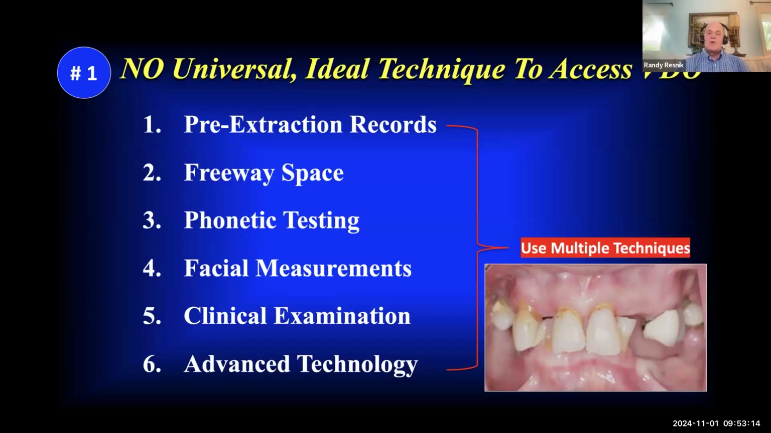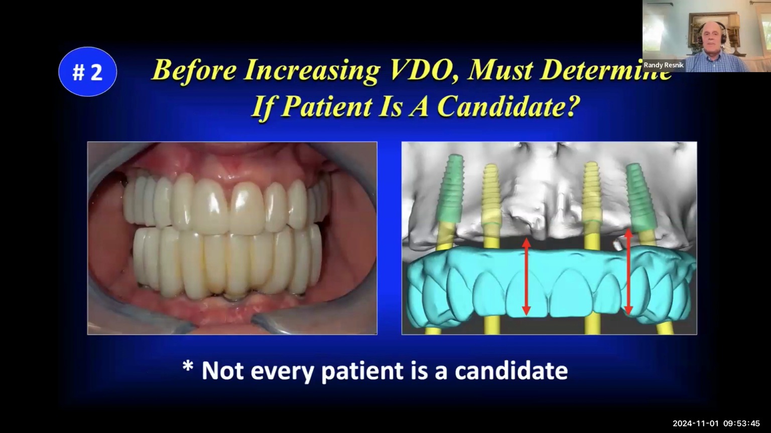And hopefully these are pearls that make sense, that will protect you, number one, and keep you from having an issue with a patient that could be catastrophic, especially in the legal field. Number one, no universal ideal technique to evaluate VDO. Ideally, pre-extraction records are the best, but we have to use all these other ones. So you want to use multiple techniques in evaluating a patient's vertical dimension.